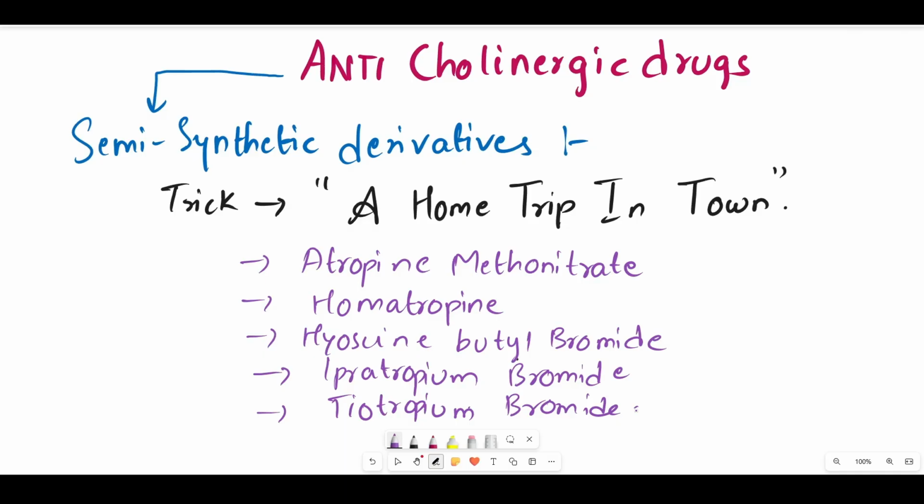So, the second class in the anticholinergic drugs are the semi-synthetic derivatives. To remember the drugs under this, the trick is "a home trip in town", where A means atropine methonitrate, H means homatropine and hyoscine butyl bromide, T means tiotropium bromide, I means ipratropium bromide.